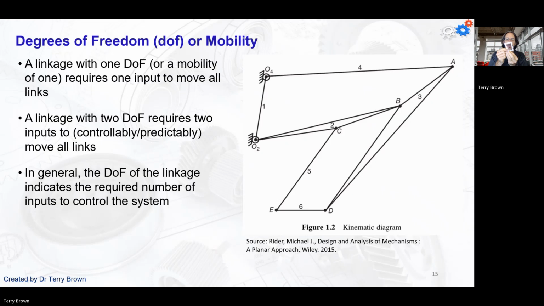Okay? If I undid this, let me quickly do that. I'm going to just take this apart quickly. All right, if I do this, then the other parts are free to do whatever they want. Right? So there's more than one degree of freedom in this linkage. Right? Because I need more than one input to control what's happening with all of the links.